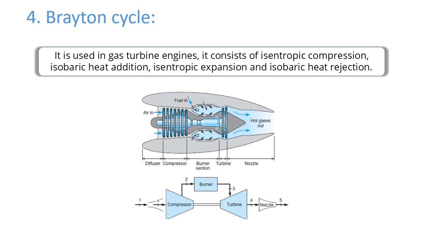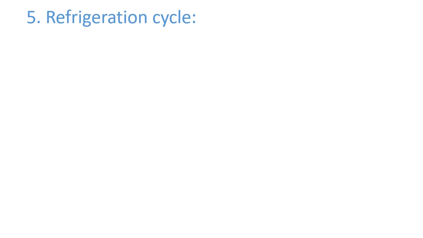The second process is heat addition. Heat is added at a constant pressure. The third process is expansion. The gas expands adiabatically in the expansion turbine. The fourth process is cooling. The gas is cooled at a constant pressure. Now we will see about the refrigeration cycle.